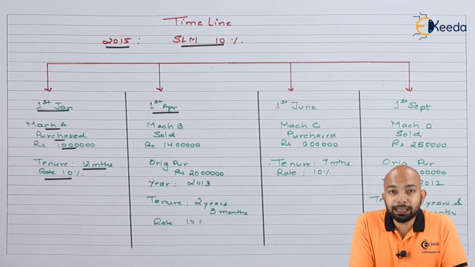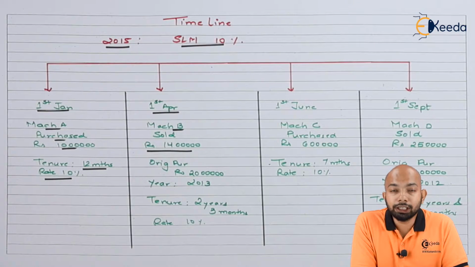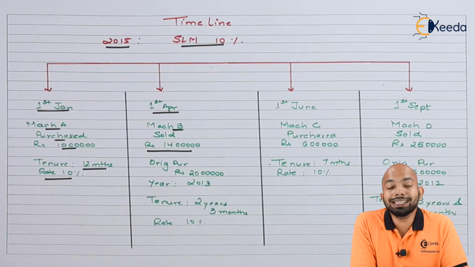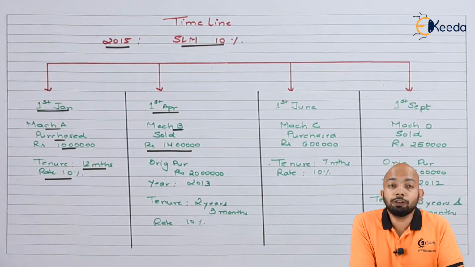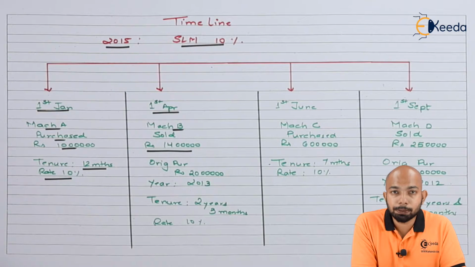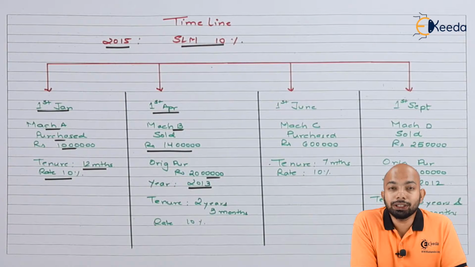Now on 1st of April 2015, machine B was sold for rupees 14 lakhs. The original cost of this machine was 20 lakhs, which was purchased in the year 2013. We have assumed that it has been purchased on 1st of Jan as no other date has been mentioned here. So the tenure here will be 2 years and 3 months.